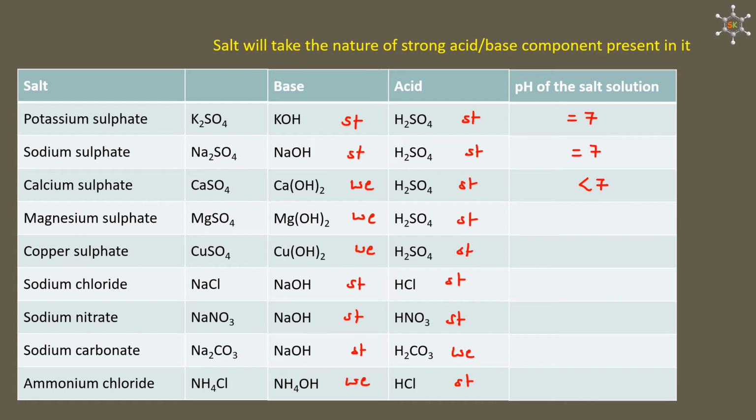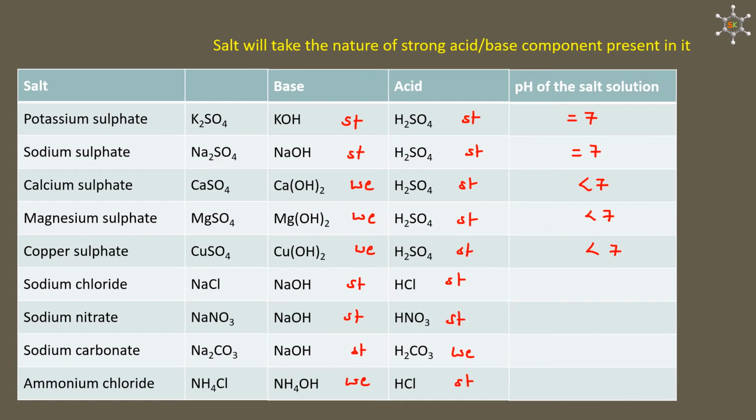Magnesium sulfate salt is having sulfuric acid as a strong component. So this is also an acidic salt with pH less than 7. Copper sulfate is having sulfuric acid as a strong component. So this is also an acidic salt with pH less than 7.